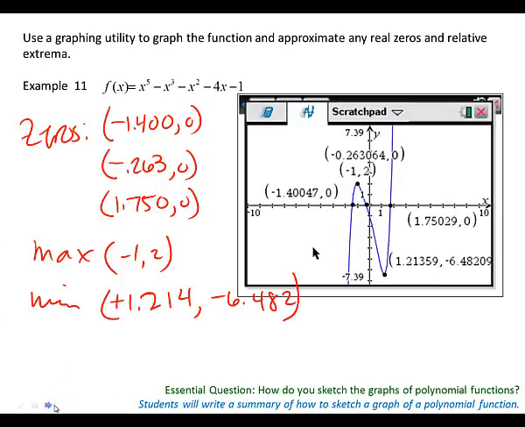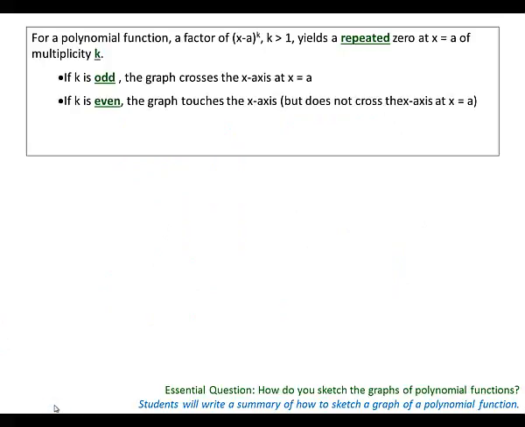Okay, let's look at the next box there. So go ahead and fill in the blanks in that box. Okay, eventually what we're going to do here in another example or two is we're going to sketch graphs. Okay, and this is going to help us with the sketching graphs.